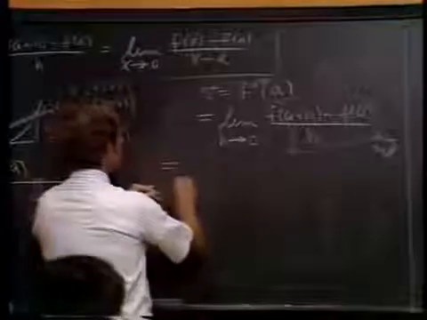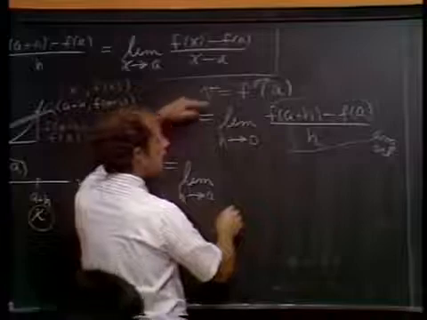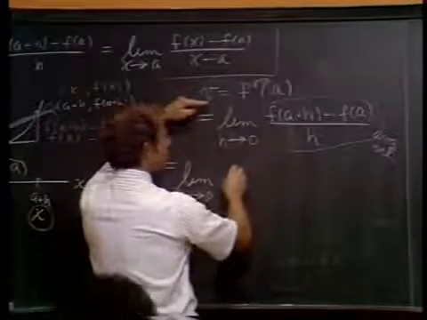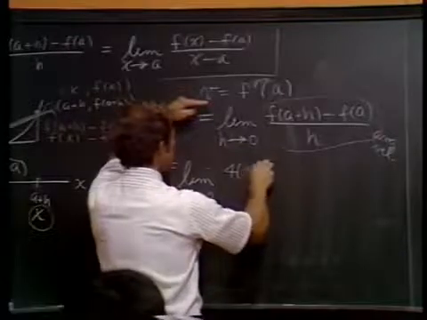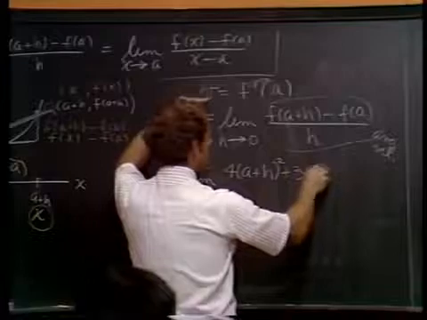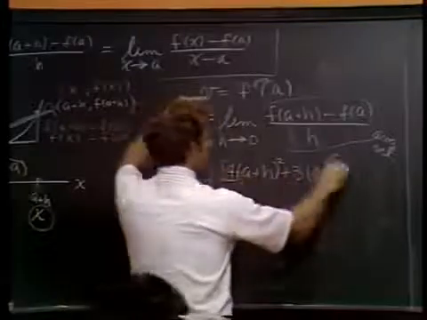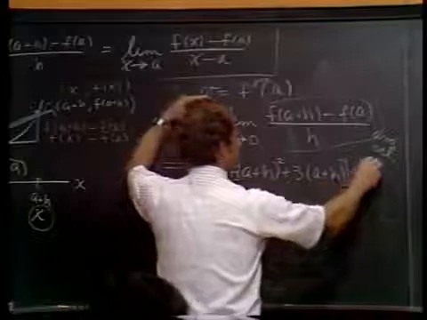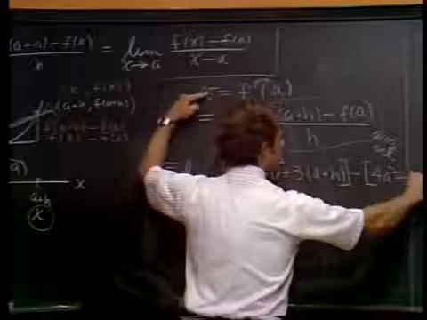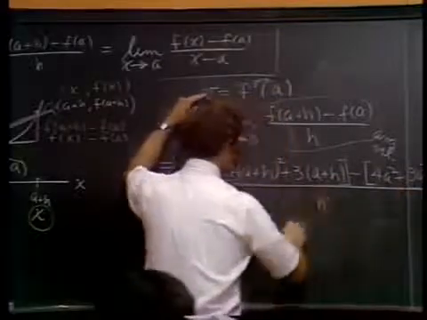Now this problem is relatively easy compared to the ones we just talked about. Our function is just a polynomial. So if we plug in 4(a plus h) squared plus 3(a plus h) for f, there is f at a plus h. Here's f at a. And we're supposed to divide all that by h.